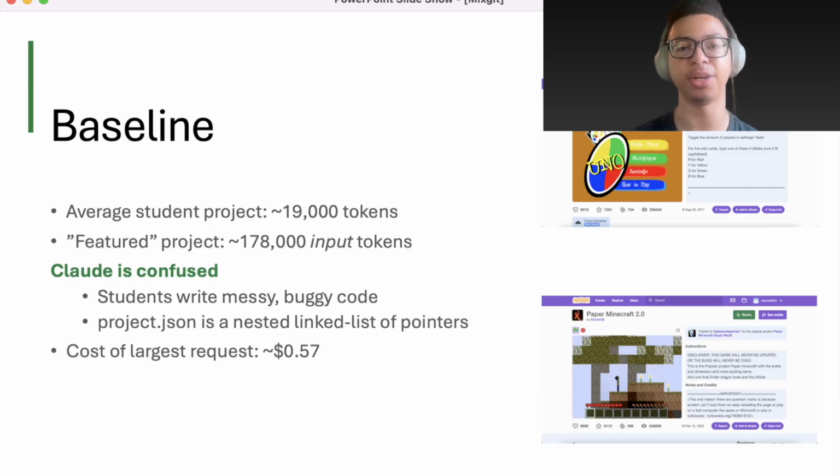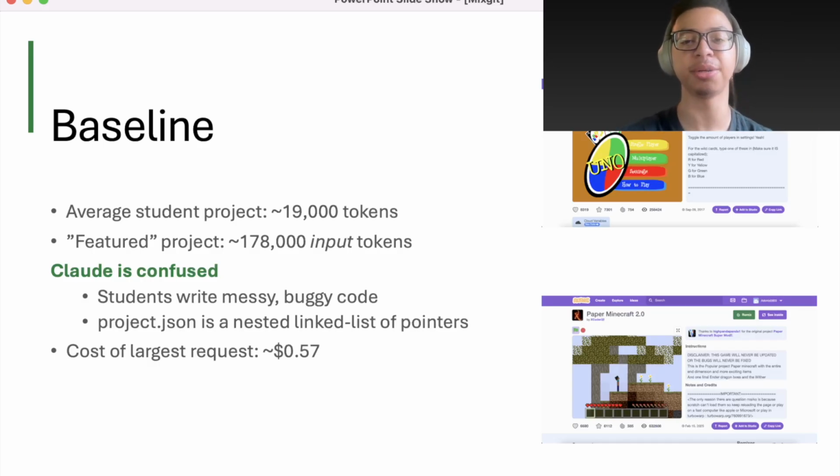Our baseline here is about 19,000 tokens of project JSON. If you know any of these platforms, most student projects are like a few lines of code here. For our average finished student project, about 19,000 tokens. I calculated a featured project to be 10 times what the average project is here. So there's some examples on the right of projects that have been played and I guess approved by a large number of students here.